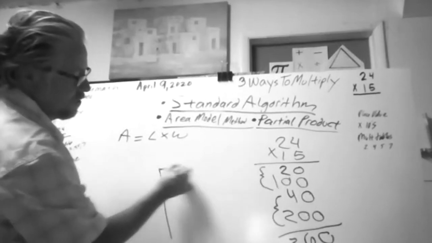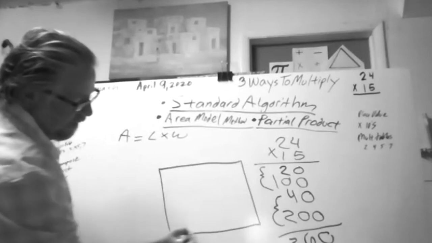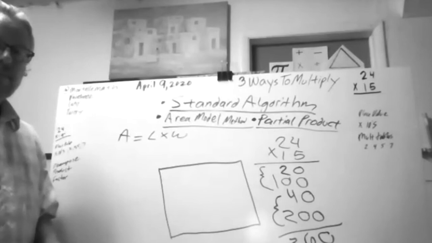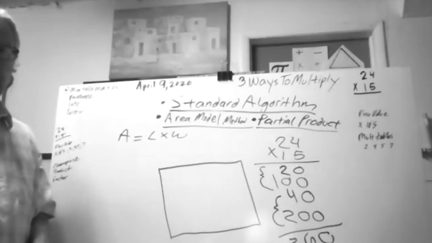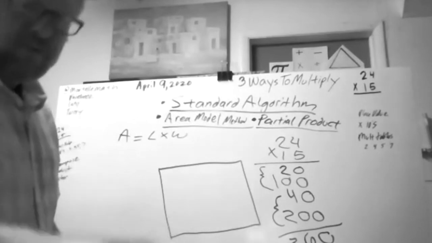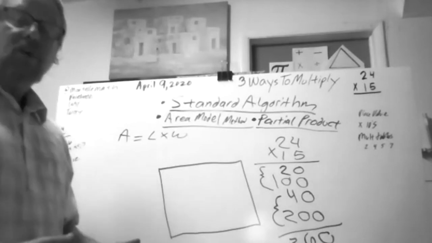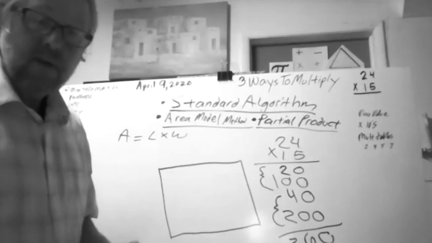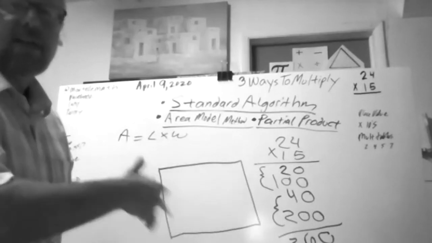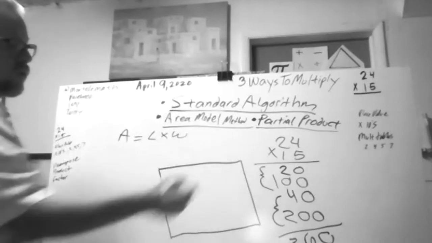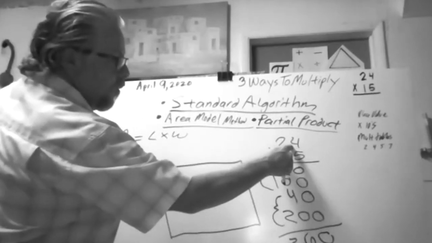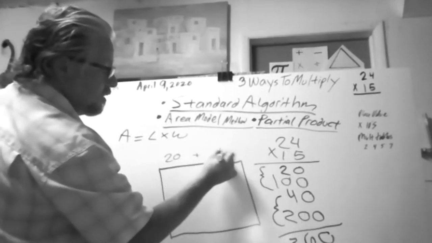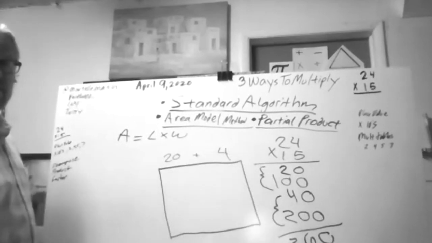If I were to ask you what two numbers can you add together to make 24? 12 plus 12 is viable, but 20 plus 4 is really what we're looking for because we want to look at our place values. You break it down by your tens and your ones and your hundreds and your thousands. So 24 is made up of 20 plus 4. I want to write that across the top. 20 plus 4.